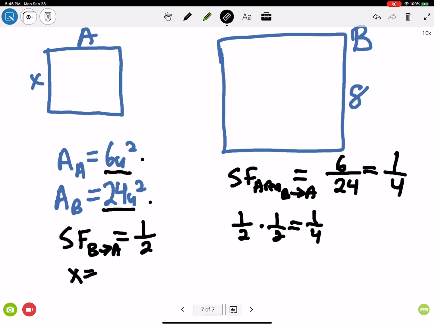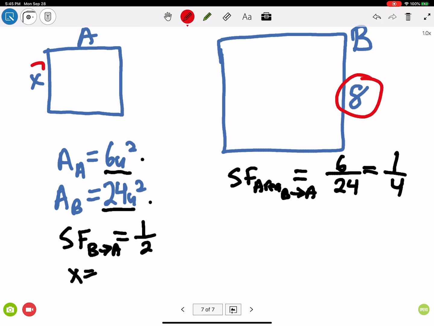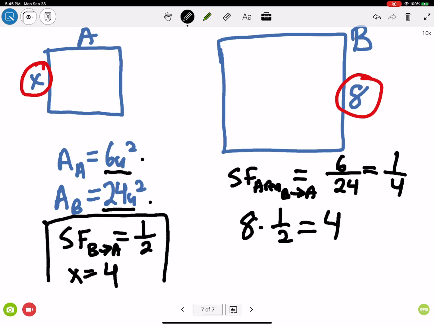So if the scale factor going from B to A is 1/2 for my sides, then if this side is 8, then this side needs to be what? How do I get that? 8 times my scale factor for the sides, 1/2, and that's going to give me 4. So x equals 4. And there's my answer.